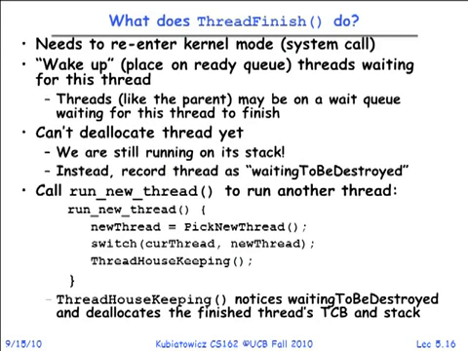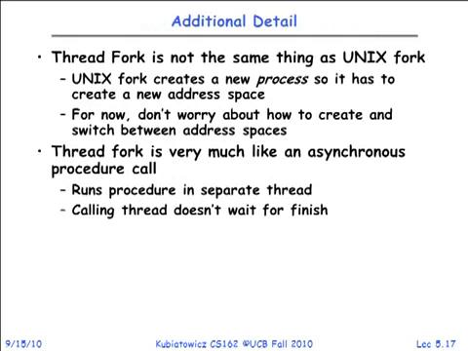So, the way I'm describing it here, thread fork is not quite the same as Unix fork, because Unix fork actually creates a new process. So it has to create a whole new address space, and we've been only dealing with threads so far, so processes are not our worry. Thread fork is kind of like an asynchronous procedure call. Basically says, oh, okay, here's the thing to run, go do it. And I don't wait for it to finish, I go on and do what I was doing. Okay?